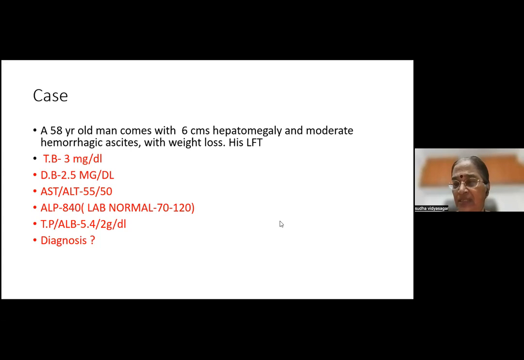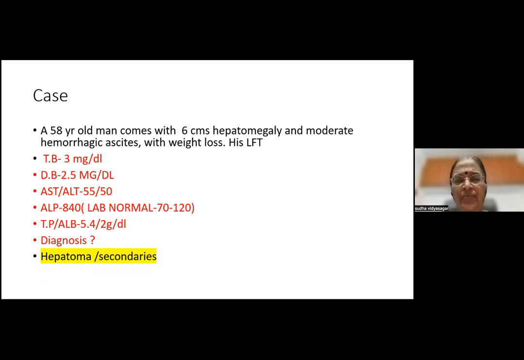Somebody calls it HCC. Let's look here, you've also got an alkaline phosphatase which is raised. Can you make that out? So you can think of two possibilities. One is because it's hemorrhagic ascites. That's a giveaway, right? That's a huge clue there. So that's a malignancy.